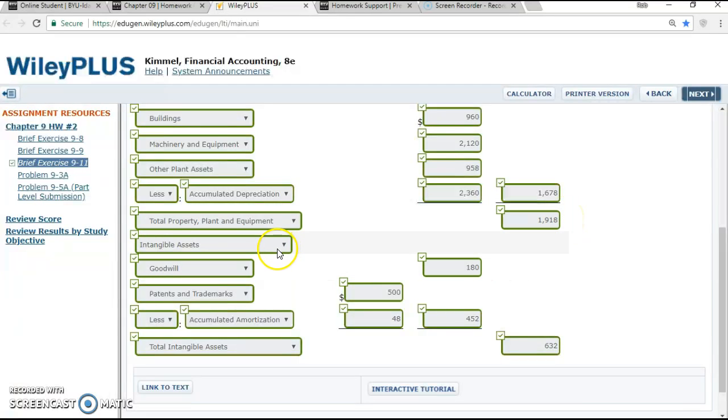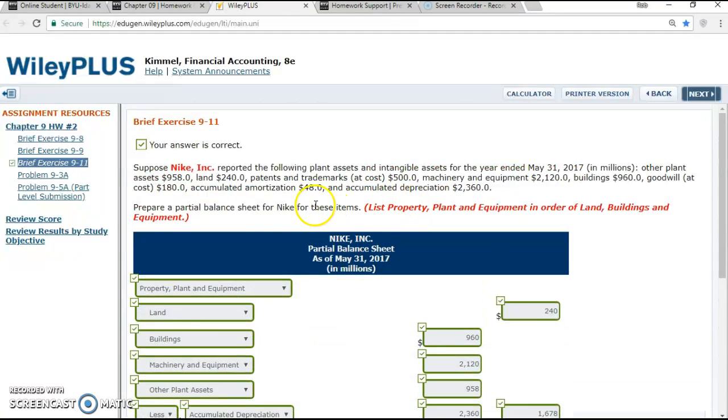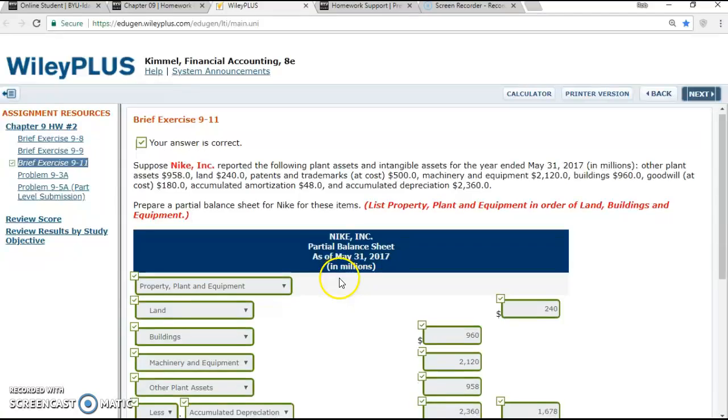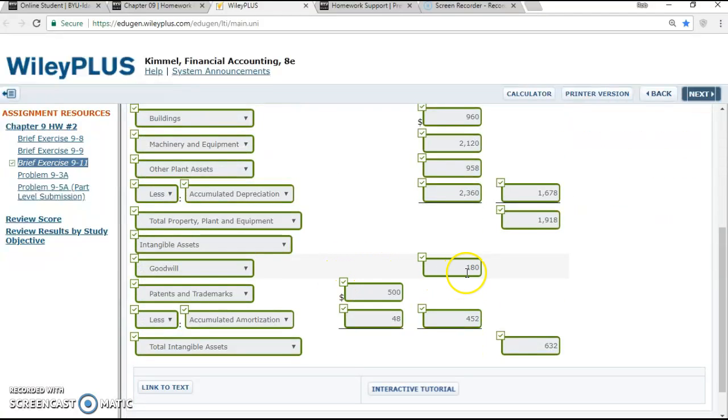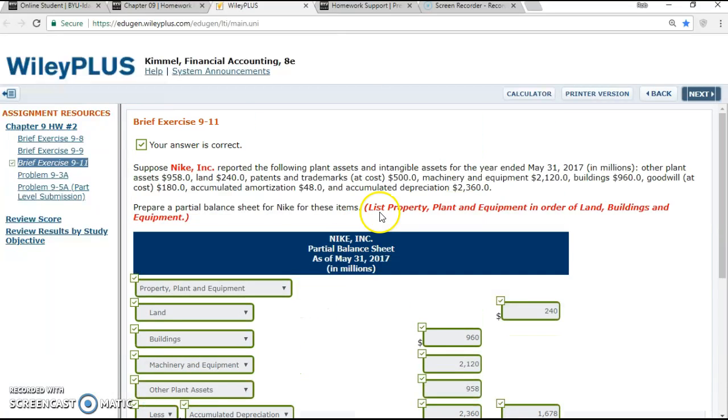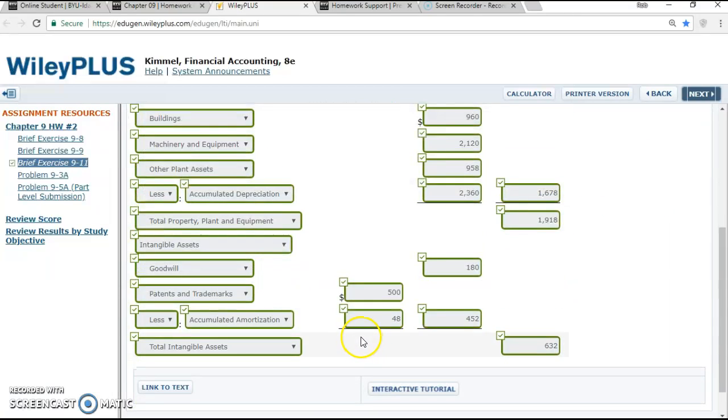Then for intangible assets, the next section, you start off by placing in goodwill. Since we're focusing on where it talks about amortization, goodwill is a lifetime asset, so it is not amortized. Amortization only occurs with patents and trademarks assets. So goodwill is listed first at 180.